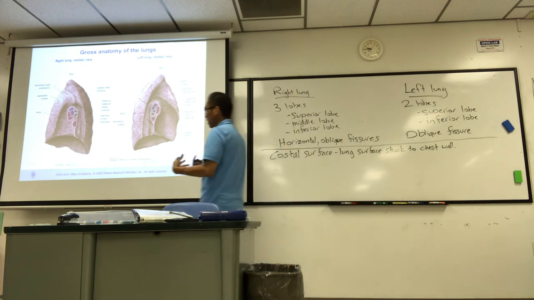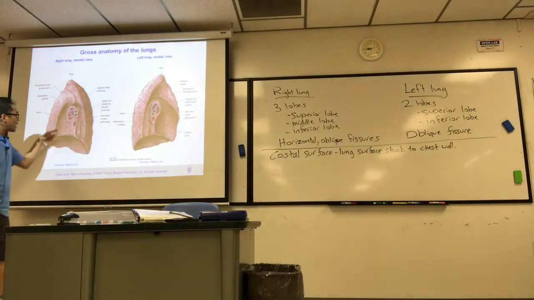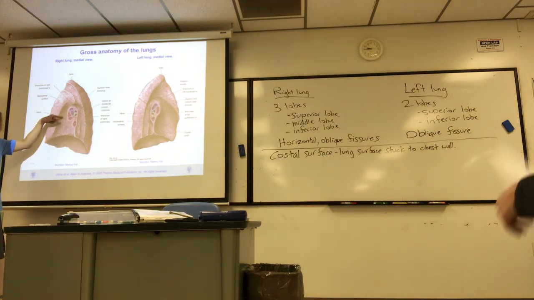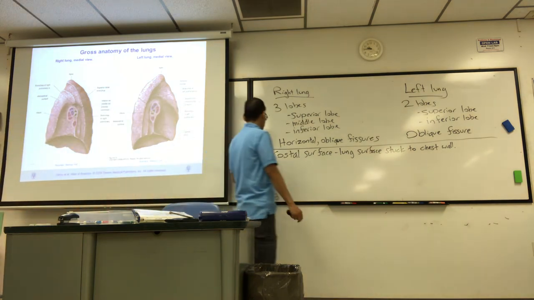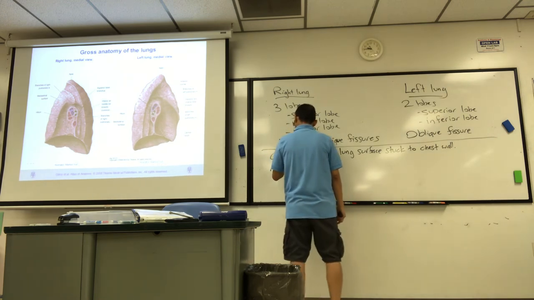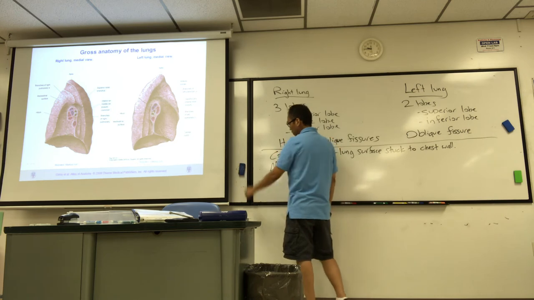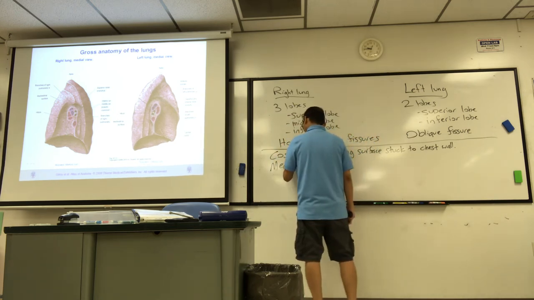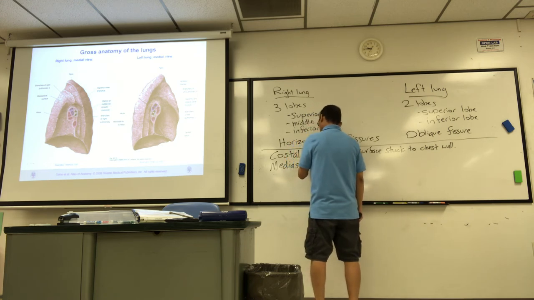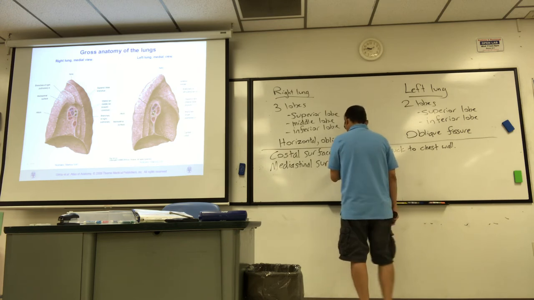Now if you turn the lungs inward, it's the mediastinal surface. And that's where you see the hilum of the lung. Hilum usually describes the place where things enter and exit an organ. So the mediastinal surface. The mediastinum is a space within the thoracic cavity. You can look that up if you want. So this surface of the lung contains the hilum of the lung.